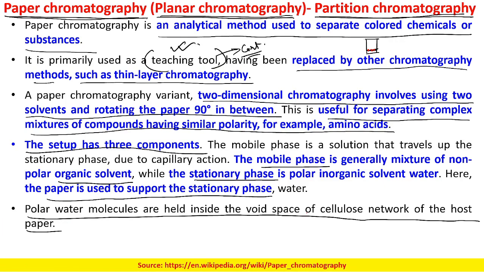Okay, then I will be putting this system, the paper system, within a chamber such that the solvent level, or the mobile phase level, is just below this marked line. So what this solvent will do, it will try to move up. Another important thing, it needs to be covered.